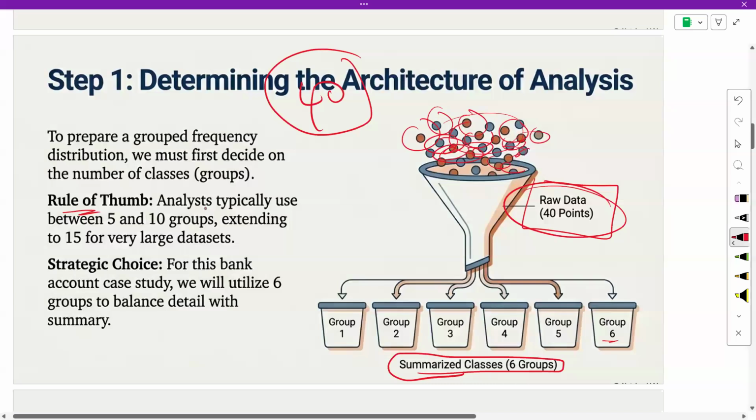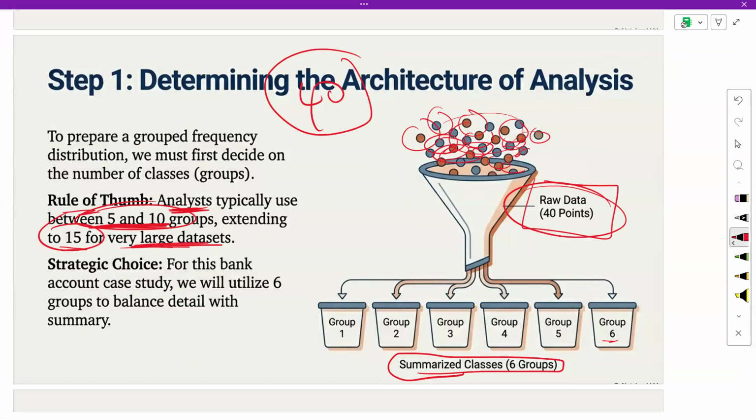A rule of thumb: the data analyst typically uses between 5 to 10 groups, extending to 15 for a very large data set. Sometimes you may go up to 15, but normally we see 5 to 10 groups, 5 to 10 classes. The strategic choice for this bank account case study: we will utilize 6 groups to balance detail with summary. For this case, we may select six groups.